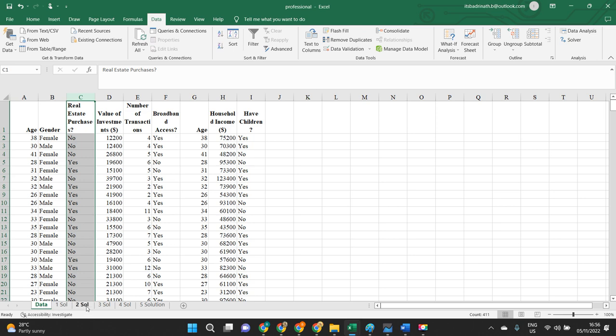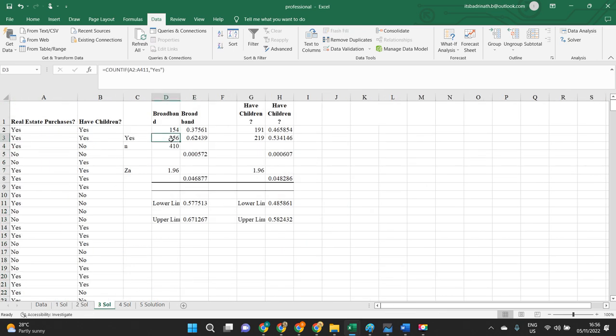So here, first we calculate how many yeses there are for broadband and how many nos there are. By calculating the total value and dividing each value by the total value, we can calculate the proportions. Then by using these proportions in a formula, we can calculate the lower limit and upper limit for each column. Here we have calculated it for broadband and having children. For these 2 variables, we have calculated the confidence interval at 95%, lower limit and upper limit. You just mention these values, that's enough.